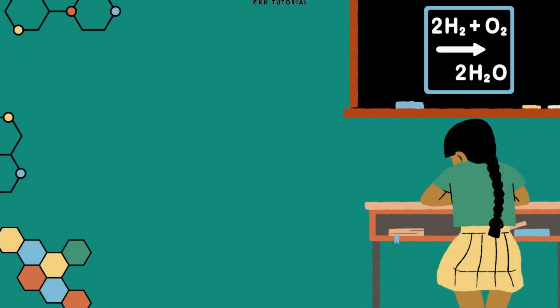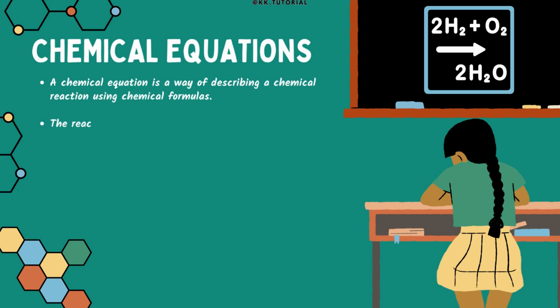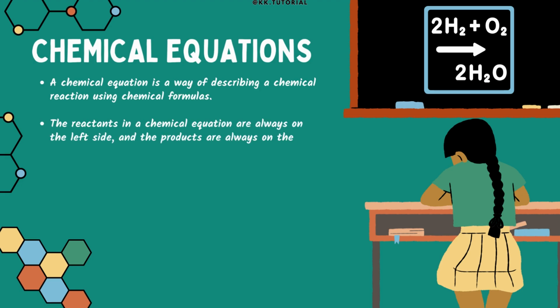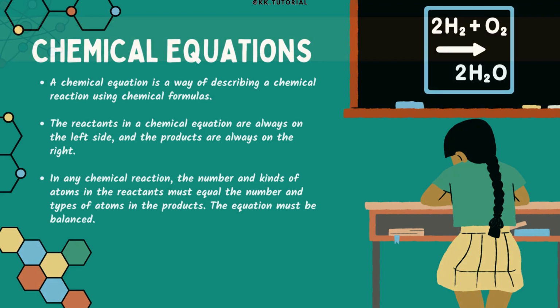My dear students, let's begin with the next topic that is chemical equation. A chemical equation is a way of describing a chemical reaction using chemical formulas. The reactants in a chemical equation are always on the left side, and the products are always on the right. In any chemical reaction, the number and kinds of atoms in the reactants must equal the number and types of atoms in the products. The equation must be balanced.